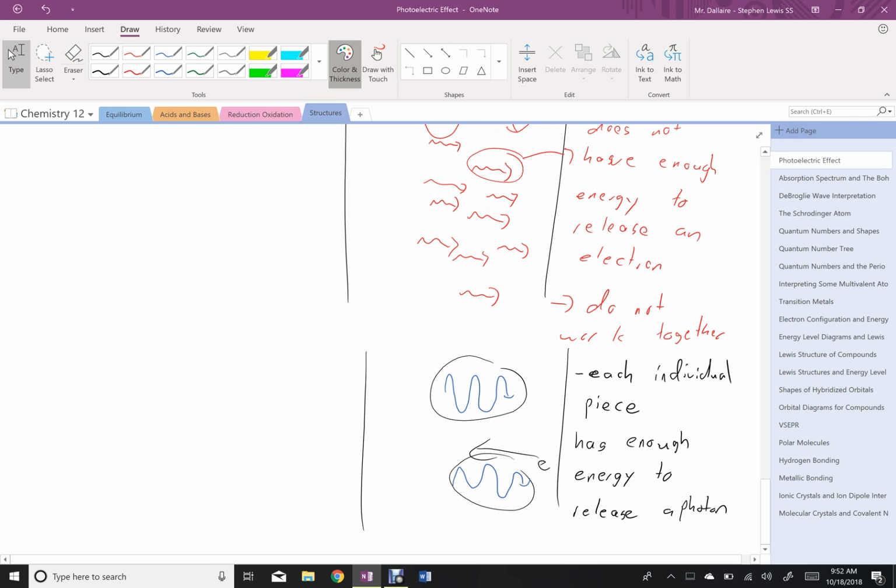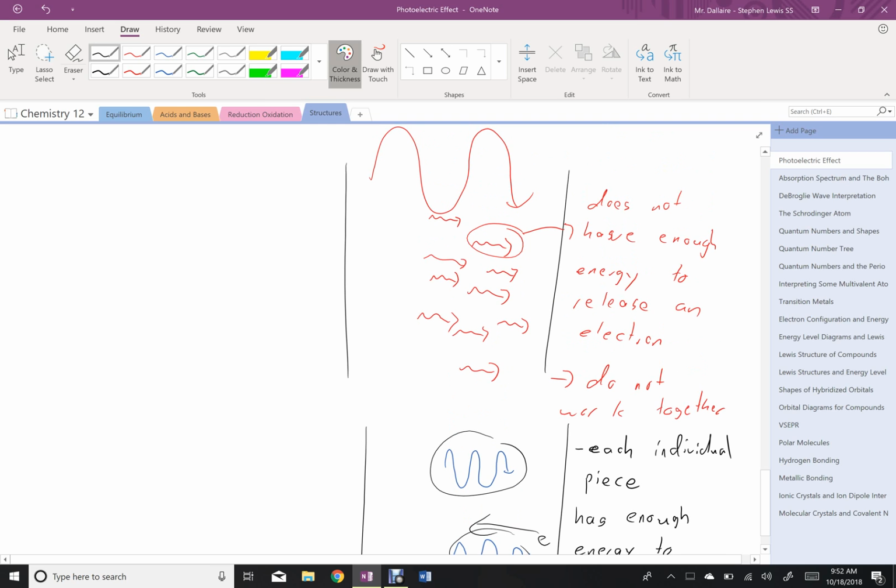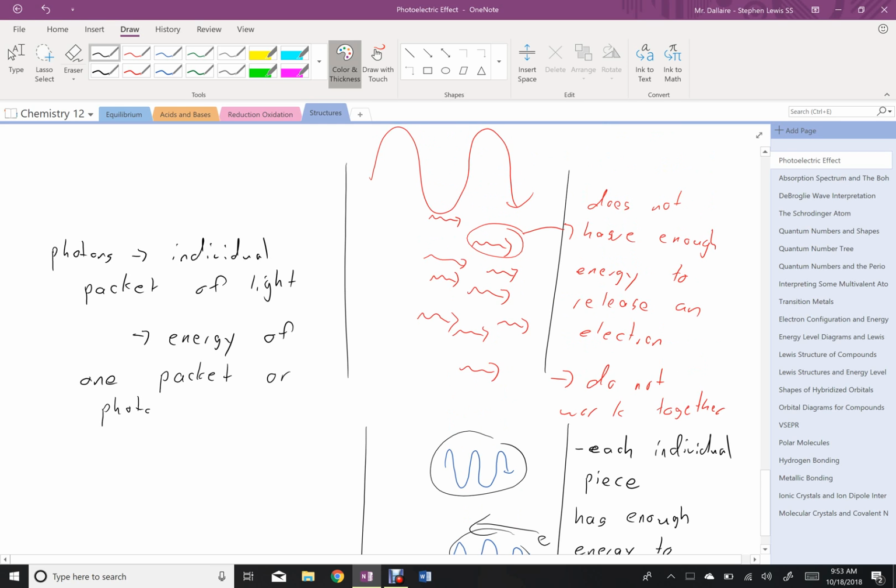So the idea here is that that light must come in these packets. We have a special name for these packets. These packets are called photons. And the individual packets, the energy of one packet, or one photon, is related not to the intensity of the light, but to the color of the light, or the wavelength of the light.